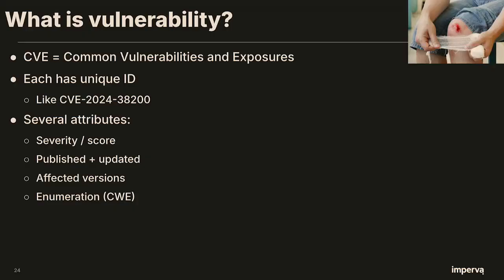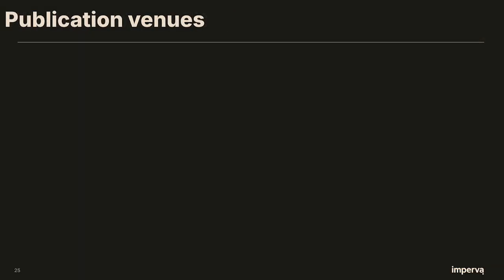It also has a category hierarchy, which shows which exact type of attack the vulnerability refers to. Okay, this summarizes what I just said. And the question: where do we find these vulnerabilities?